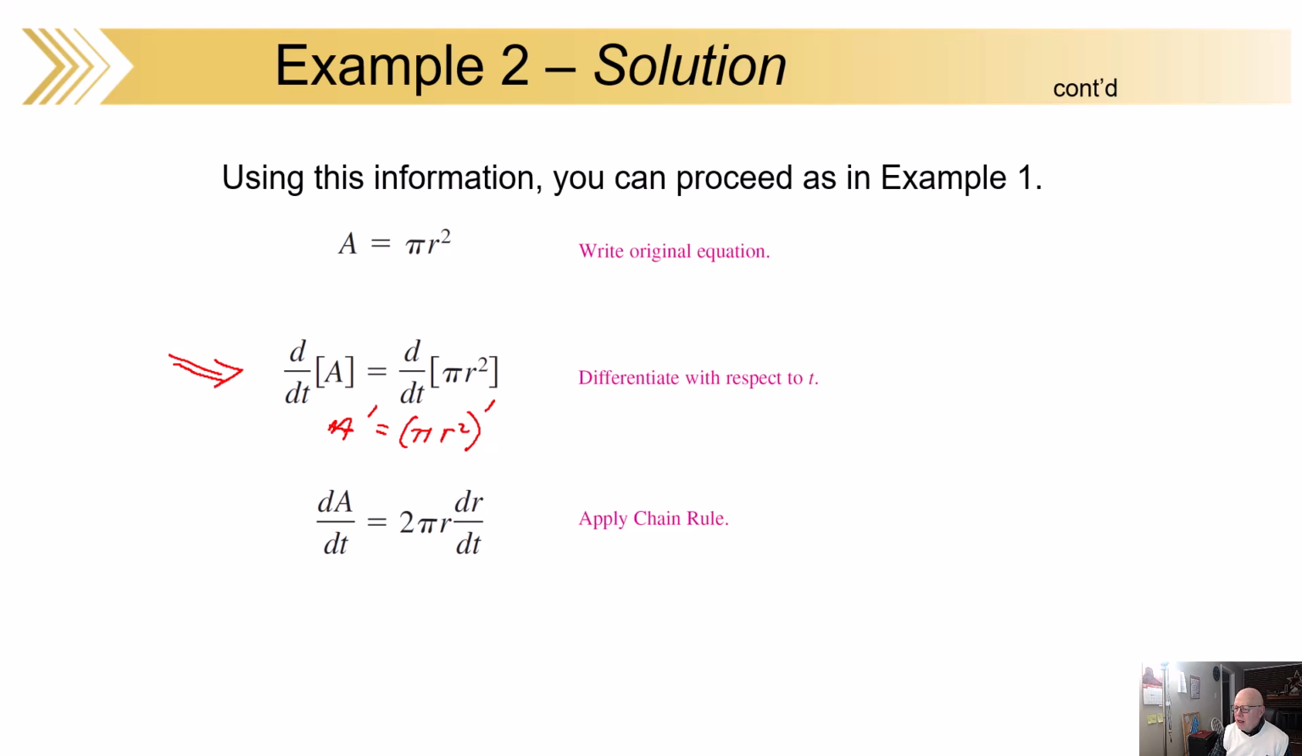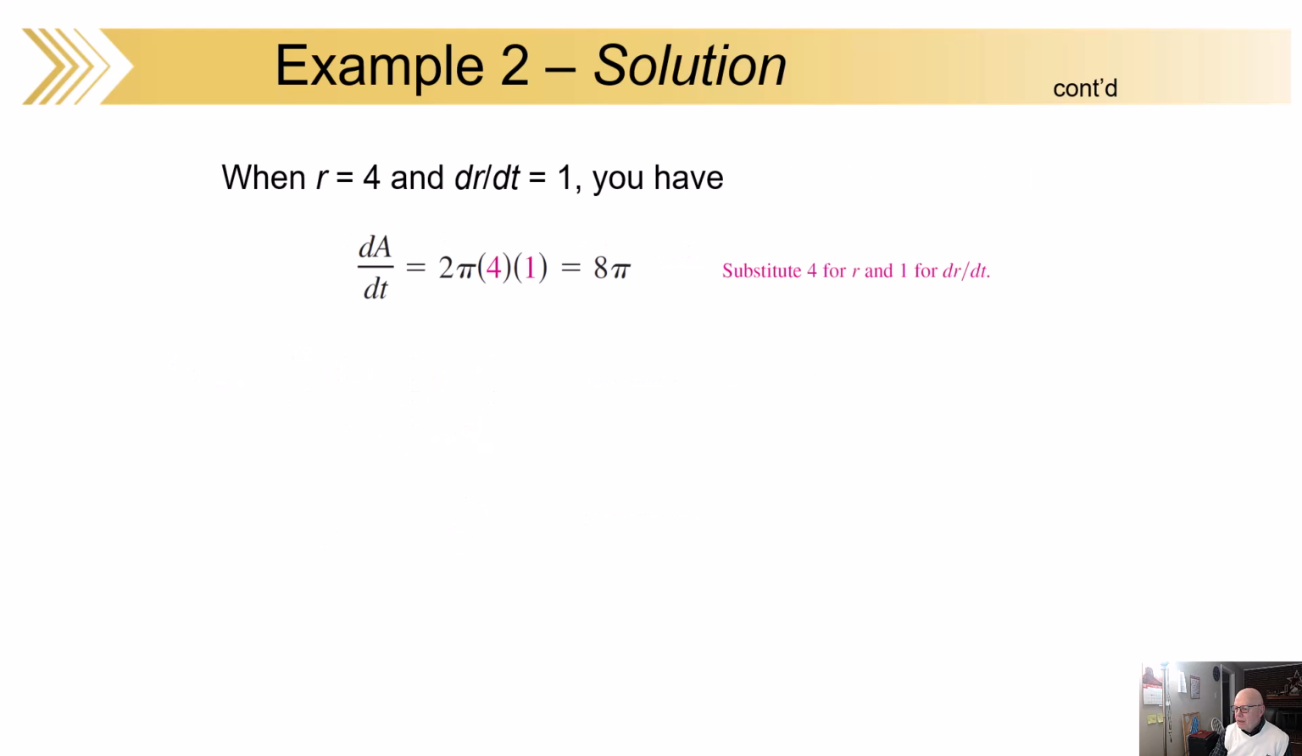There's the derivatives. We've got dA/dt, and we've got the derivative on the right hand side as well. Now it's time to put those given pieces together. We're interested in what's happening when the radius gets as big as 4 feet, and we already know the way the radius is increasing is 1 foot per second. Just put those numbers in for those variables. And what we get is 8 pi.